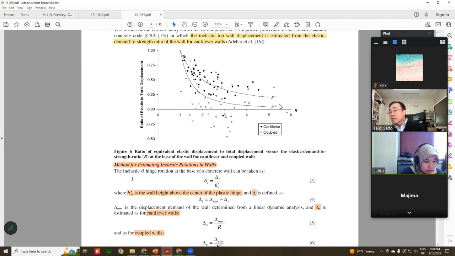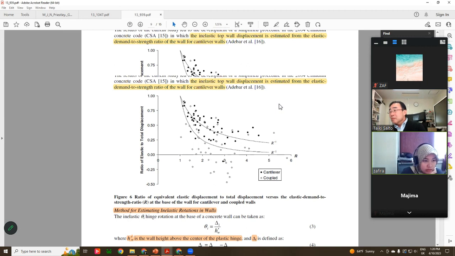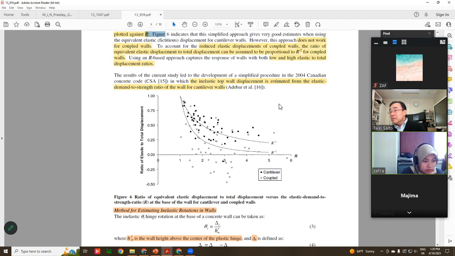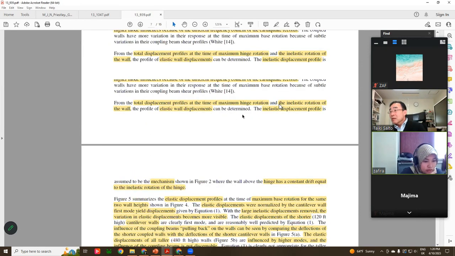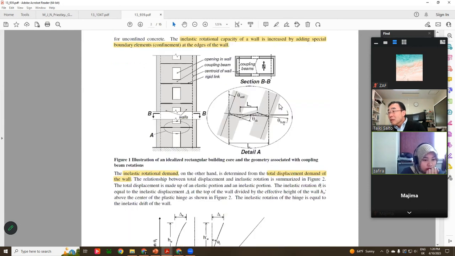Rotation at the floor slope here, instead the floor slope, and the wall slope here.